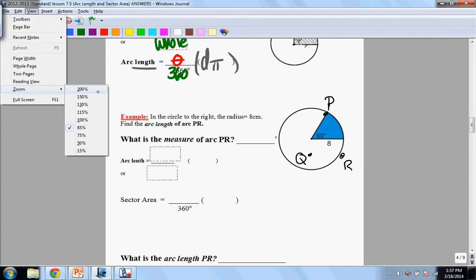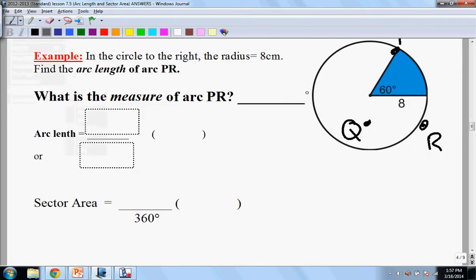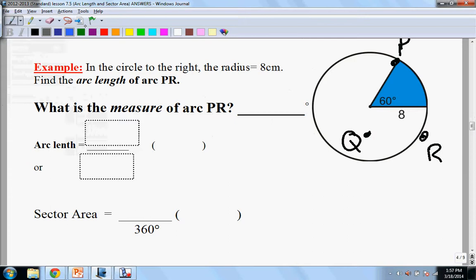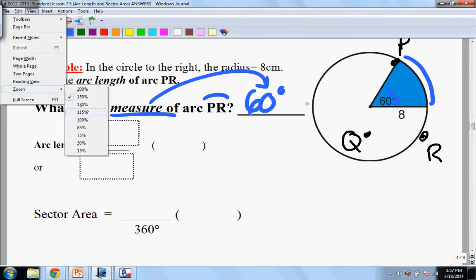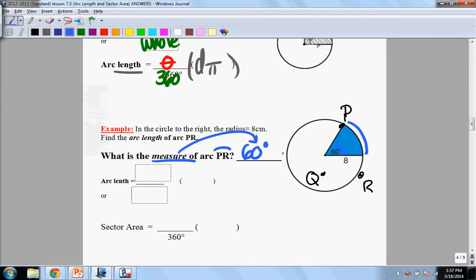Okay, let's do one example together. All right, so right here it says, what is the measure of PR? The measure of a central angle to its arc is the same. So my measure here is still 60. Notice and underline that word measure. Where you see measure, that means give me the degrees. That's the hair split. The measure is 60 degrees.